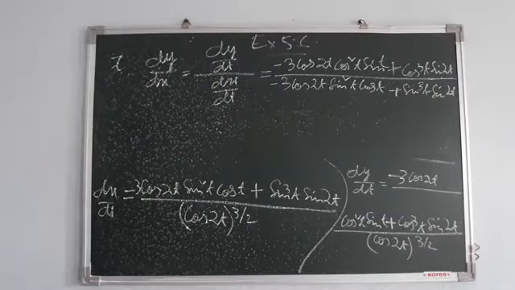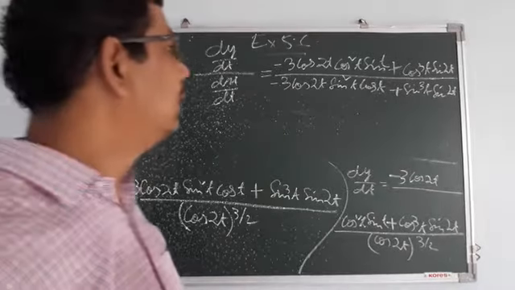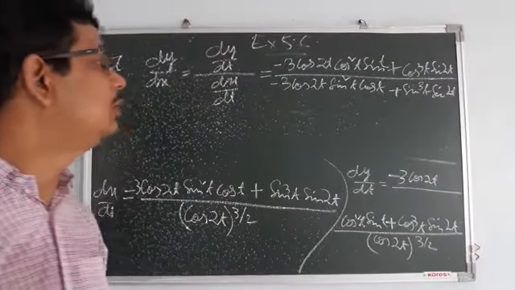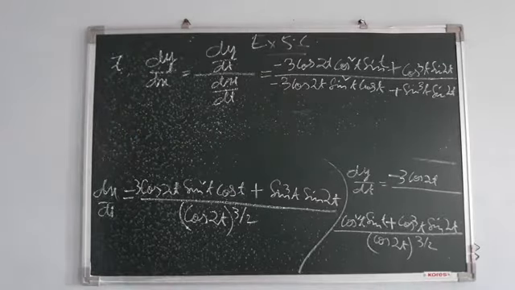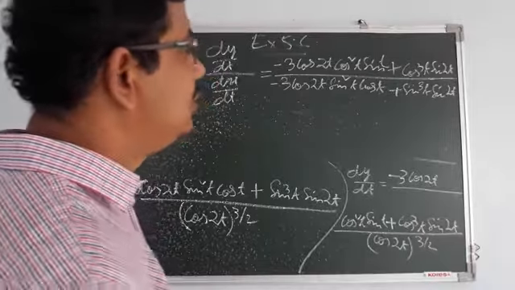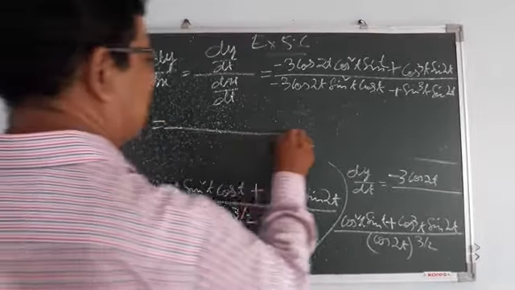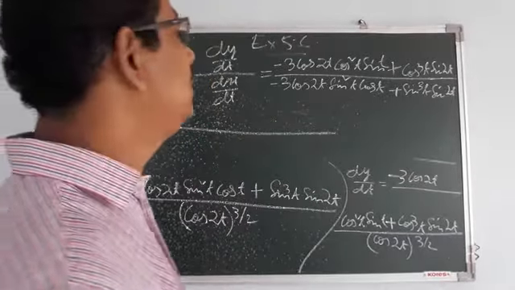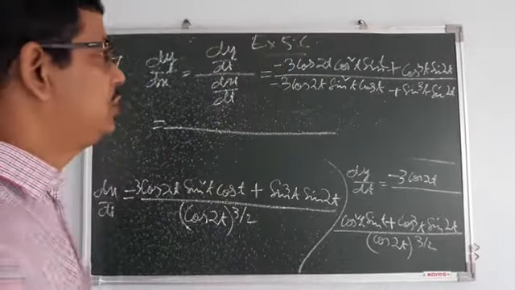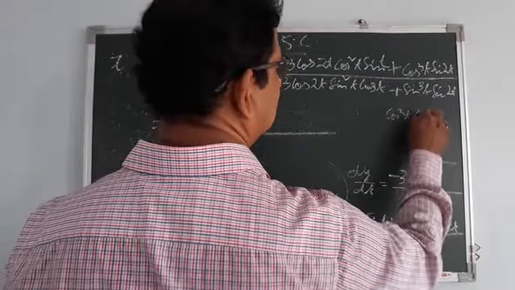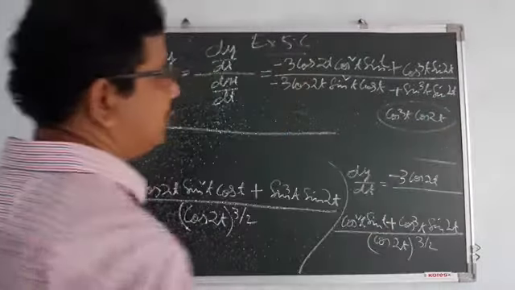So what to do now? If we keep it here, no problem, but if you want a little simplification, then we have to divide the total term by cos twice t and cos cube t. I have said we will divide each term by cos cube t and cos twice t. With this we will divide each term.